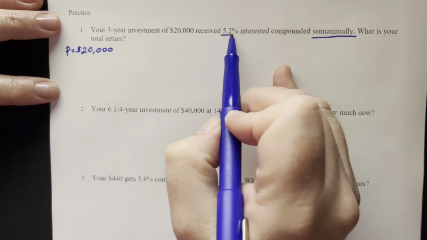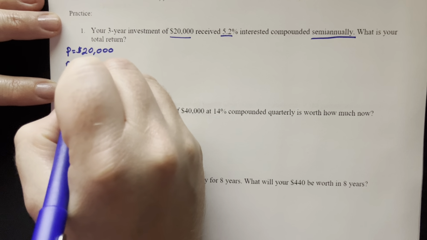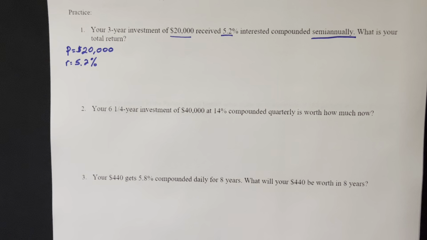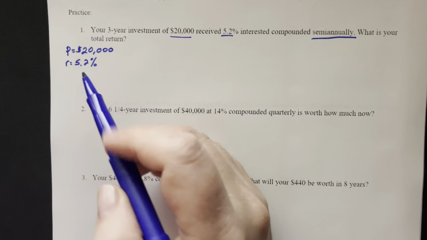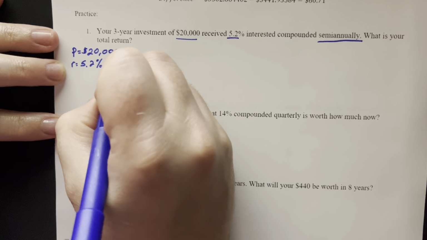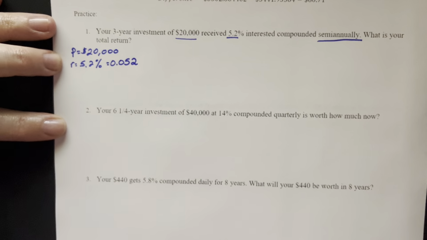Our rate is 5.2%, but just like that last simple interest problem, we have to be careful. Our units are percent, so we need to write the decimal equivalent of this, which would be 0.052.